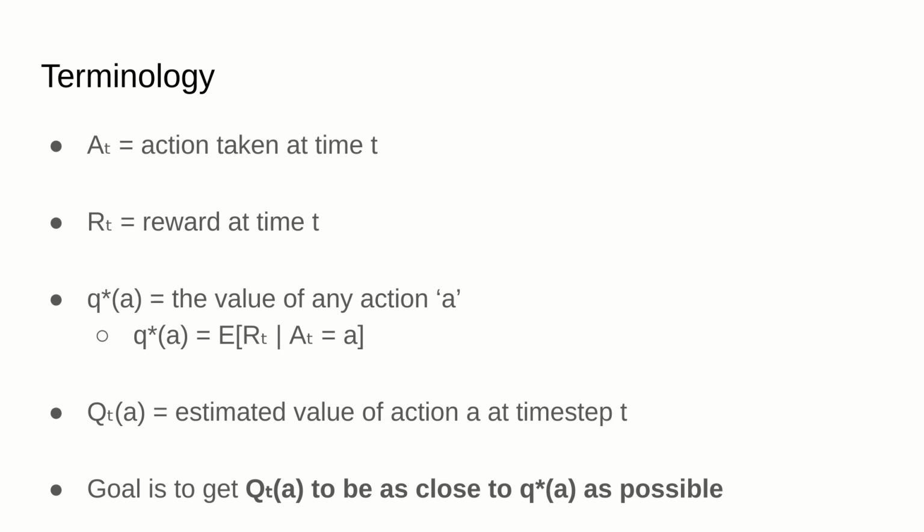Remember that we don't actually know q*, which is the value of each action. In other words, we don't know how much reward to expect to receive for pulling each lever. Because of this, we have to estimate the value of each action, and that estimation is represented by Q_t(a), which is the estimated value for any particular action a at time step t. So the goal is to get Q_t(a) to be as close to q*(a) as possible for all actions. If we can get our estimates close to the true values of each action, then we can know which levers to pull to maximize reward.